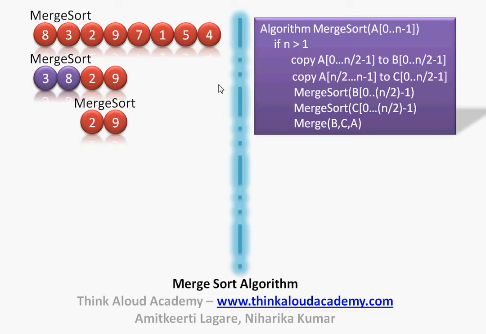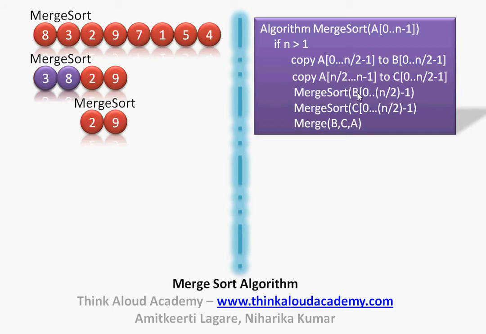We check if n is greater than 1. Yes, n has two elements. So A has two elements, so n is obviously greater than 1. So what do we do? Again copy the first half of this into B. And what is the first half? The element 2. Then copy the second half into C. What is the second half? Just the element 9.